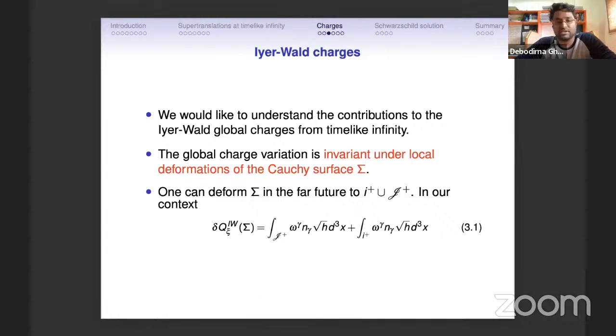Okay, so we would like to understand the contributions to the higher spin global charges from time-like infinity. The global charge variation remains invariant under the local deformations of the Cauchy surface sigma. So one can deform sigma in the far future to I plus union Scri plus. In our context, the first variation of the higher spin global charges associated with the symmetry vector field zeta can be written as the contribution from Scri plus and the contribution from I plus. Here, omega is the symplectic current, and n is the normal to the Cauchy surface that we consider.